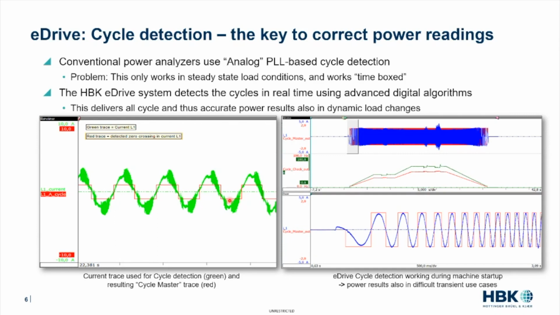Well, the practical use is easily explained in the right-hand picture, because here you see the startup of a machine. And the startup of a machine is definitely something like a half wave or something like that. And the red trace here indicates already in the startup period that we have a cycle and we will do power calculation on that cycle.